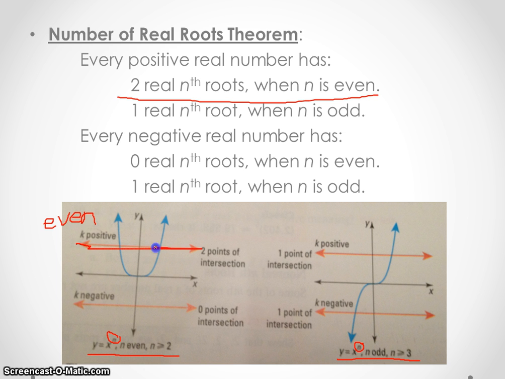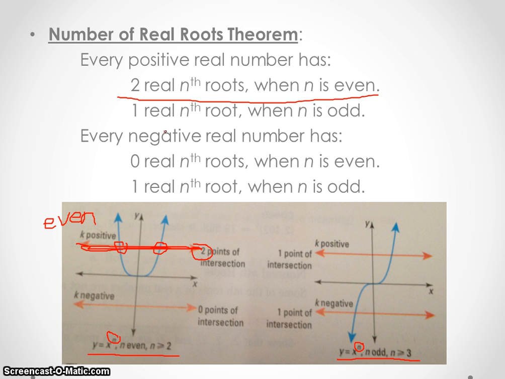And what happens is this line indicates, how many times does it hit our graph? Well, it hits twice, right here and right here. So how many solutions am I going to have? There's going to be 2 because we have 2 points of intersection. That means any positive real number is going to have 2 roots when n is even, such as when I take the square root or the fourth root or the sixth root or the eighth root and so on and so forth.